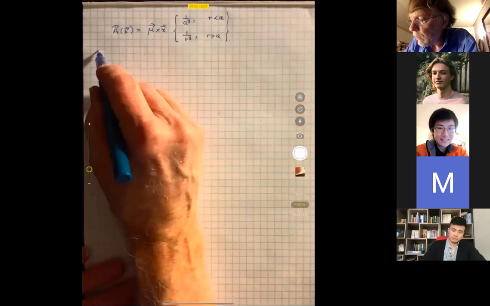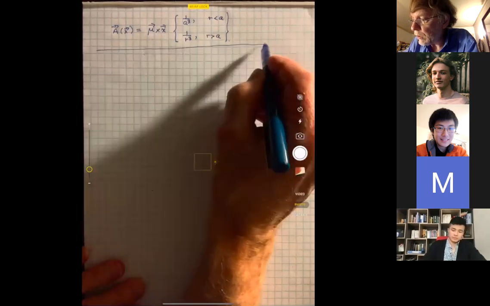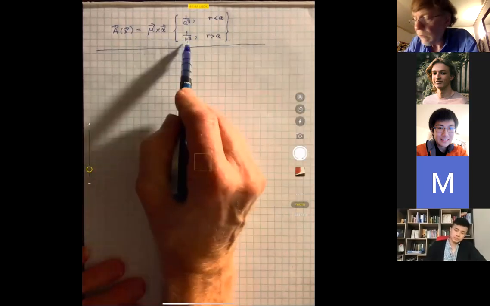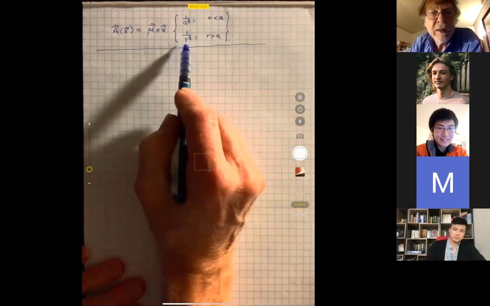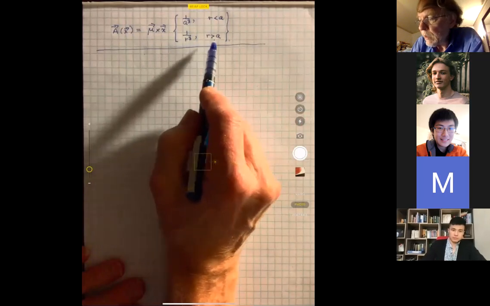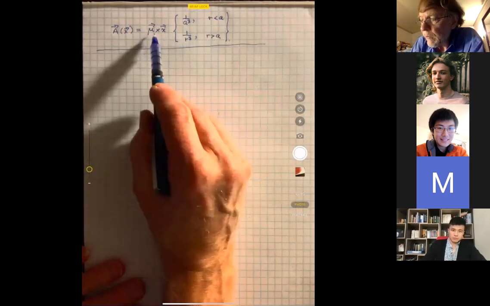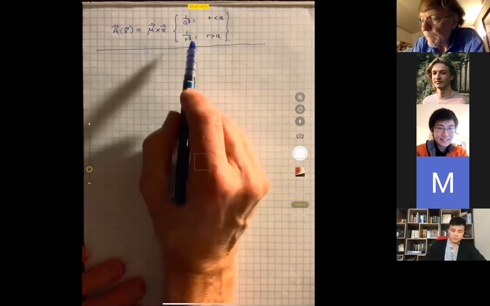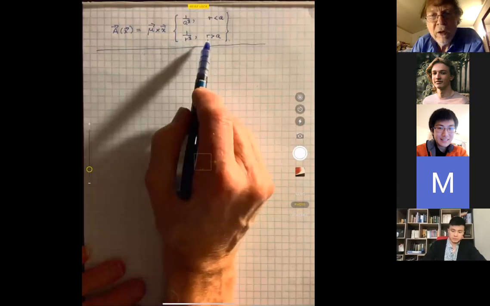And you may notice, by the way, that in the exterior region, you get mu cross x over r cubed, which is the same as the vector potential of a point dipole. So in the exterior region, you can't tell the difference between a point dipole and this uniformly magnetized sphere, as long as the total magnetic moment is the same.